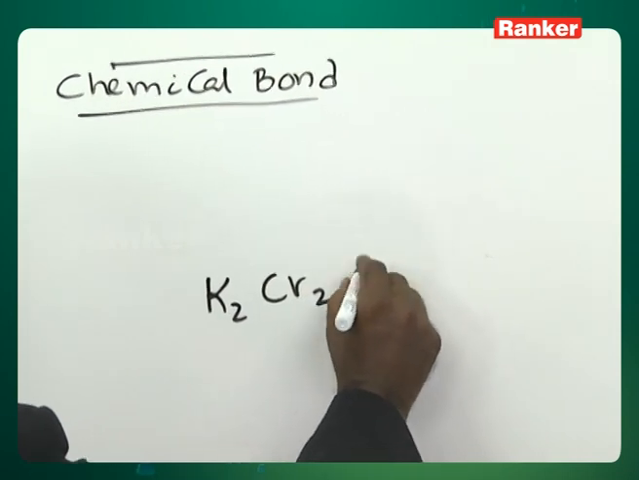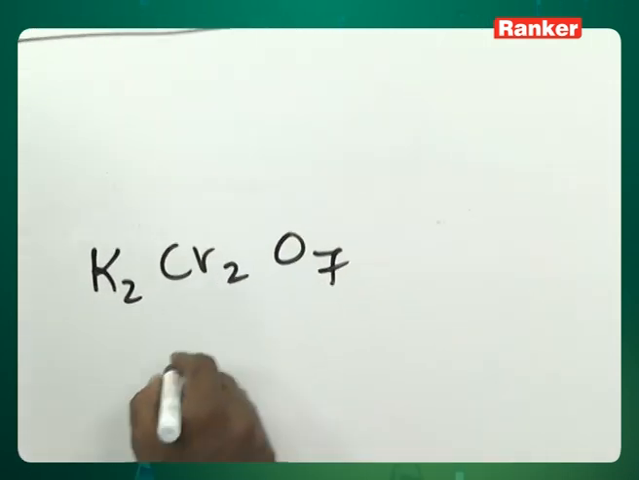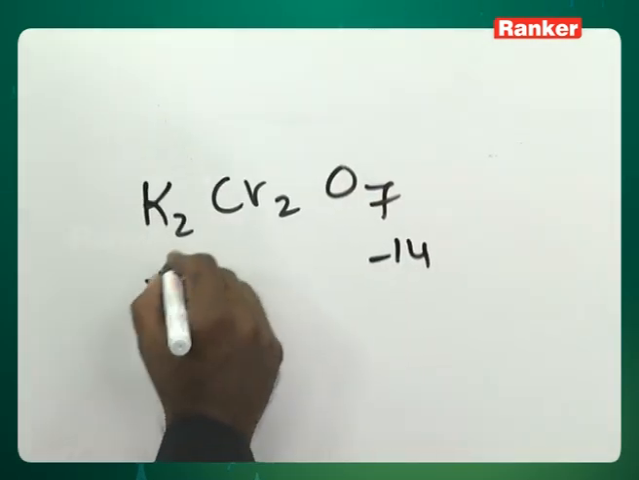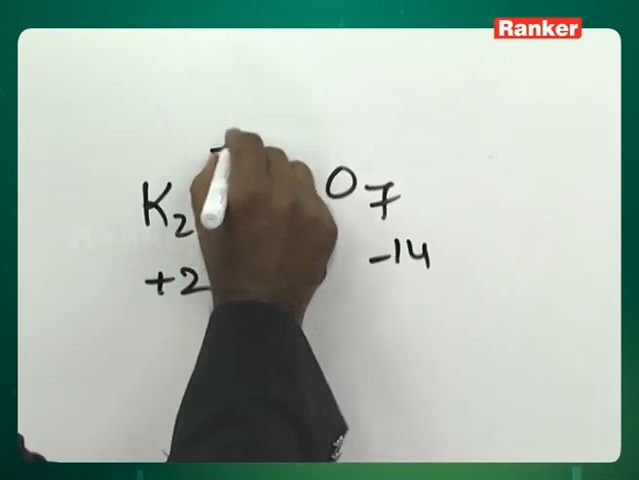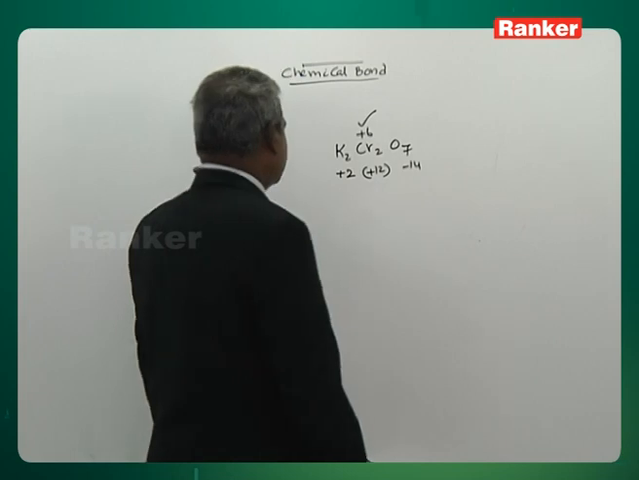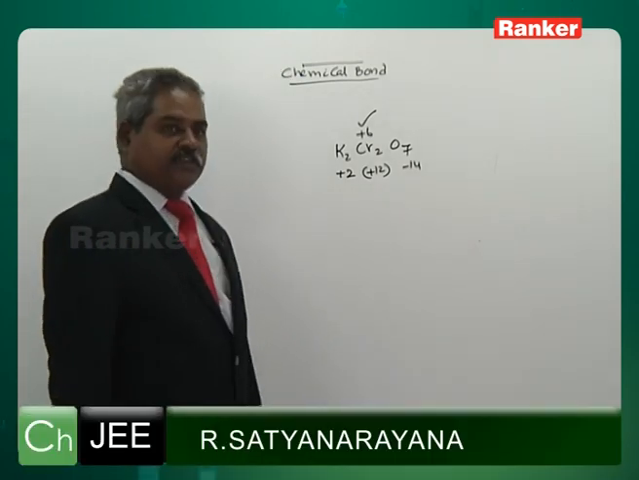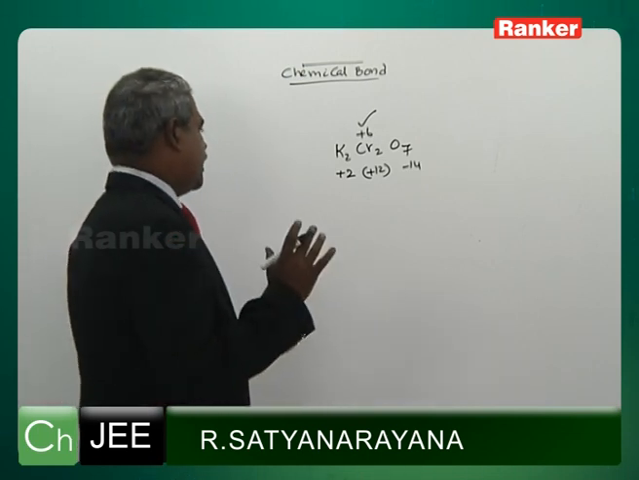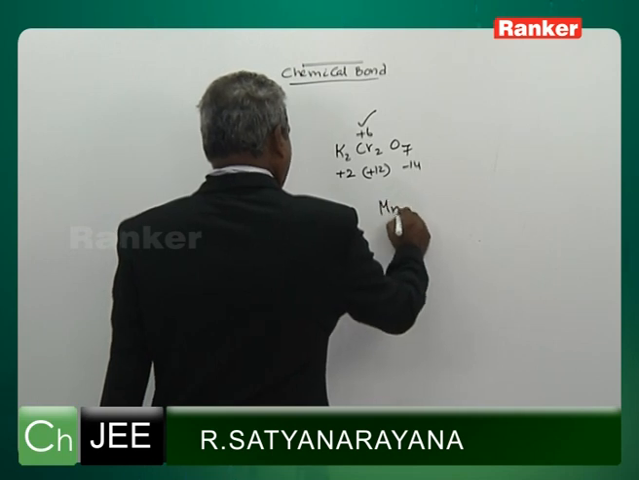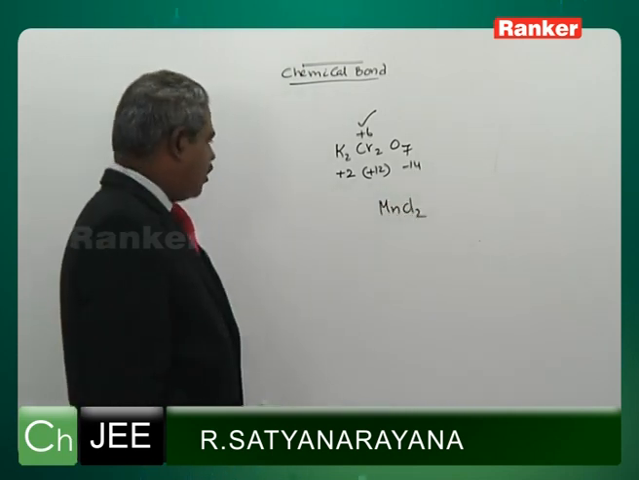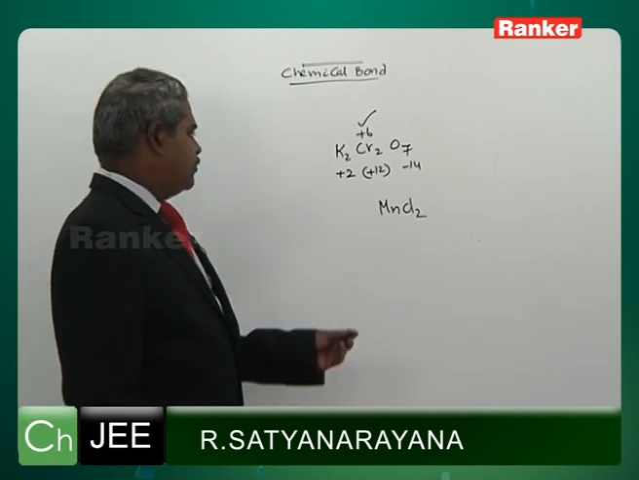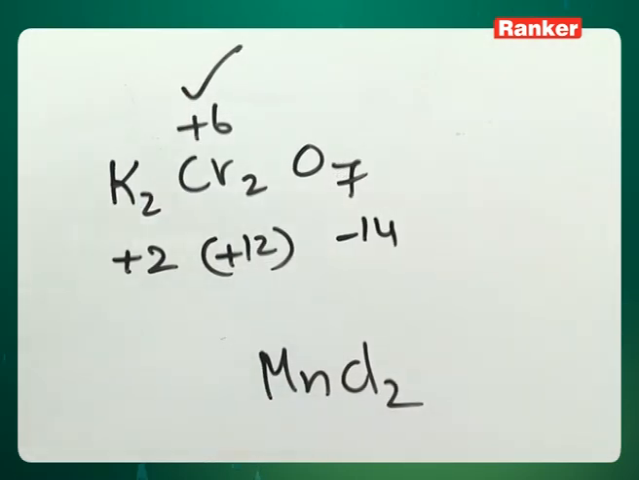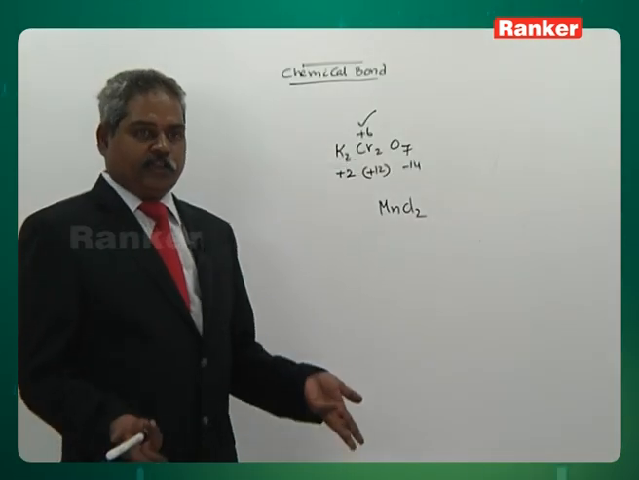K2Cr2O7. Decide the chromium: minus 14, 2 potassiums fixed plus 2, plus 12, each chromium plus 6. Potassium dichromate. So what is the oxidation state of chromium here? Plus 6. That is how we have to find oxidation state categorically. And MnCl2: here you have neither oxygen nor a fixed one. So what will you do? Use your common sense. Manganese is a metal, it can never be negative. Therefore, when chlorine takes minus, it can take minus 1 only, it has only one minimum.